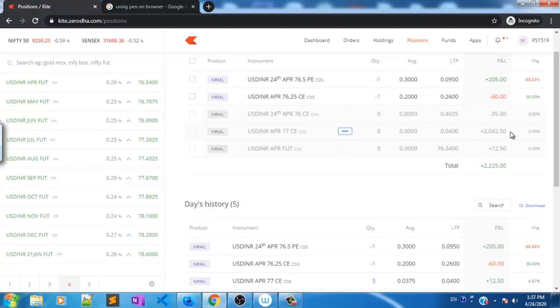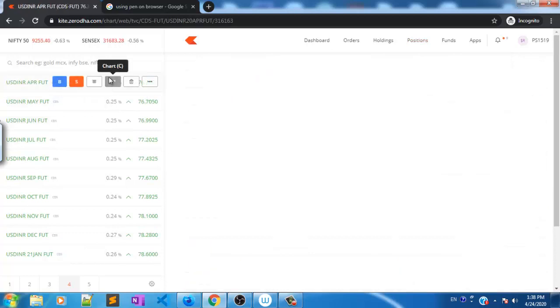So that is almost 15% profit. I initiated this trade almost 1 week back, when April 77 CE was trading around 0.45 rupees. So within 1 week I could make a profit of 2000 rupees. But what is the logic behind this trade? Let's go into the futures chart of USD INR.